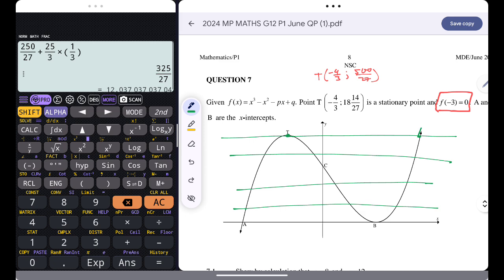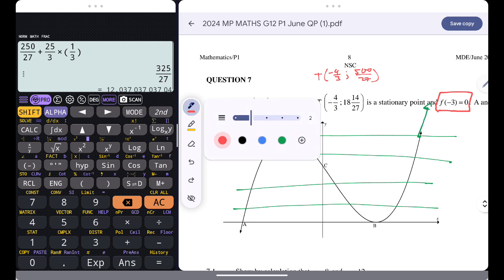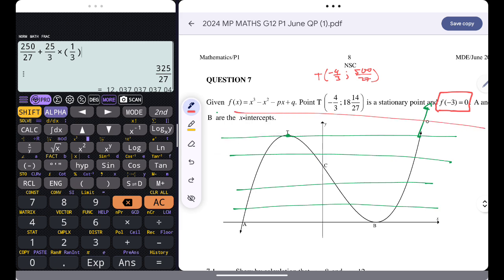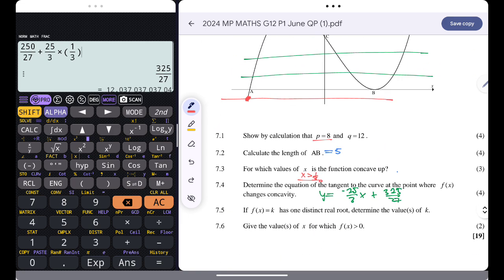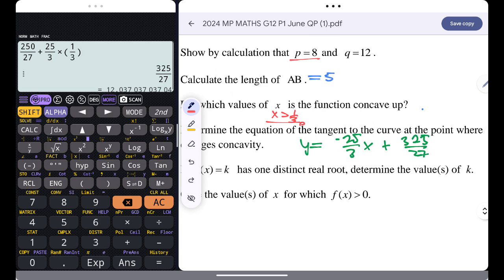But remember that, guys, this graph continues until positive infinity. So if you draw a horizontal line above your turning point, you'll only have one root. And if you draw a horizontal line below your turning point, you'll only have one root. So this simply means, guys, k should be greater than our maximum value, which is just 500 over 27, or k should be less than our minimum value, which is 0.